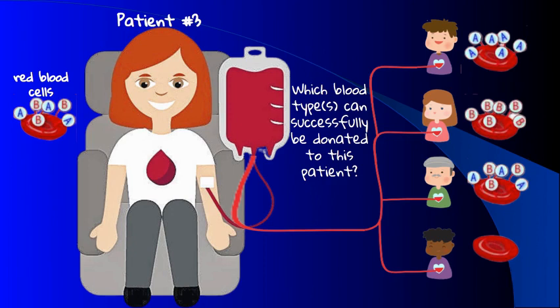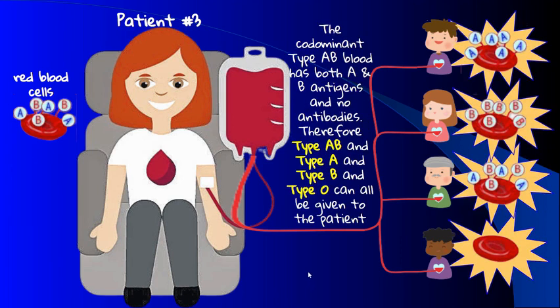So now in this case, which blood can be successfully donated to our patient number 3? The codominant type AB blood has both A and B antigens and no antibodies. Therefore, type AB, type A, type B, and type O can all be given to the patient. Our patient number 3 can accept all 4 kinds of blood.